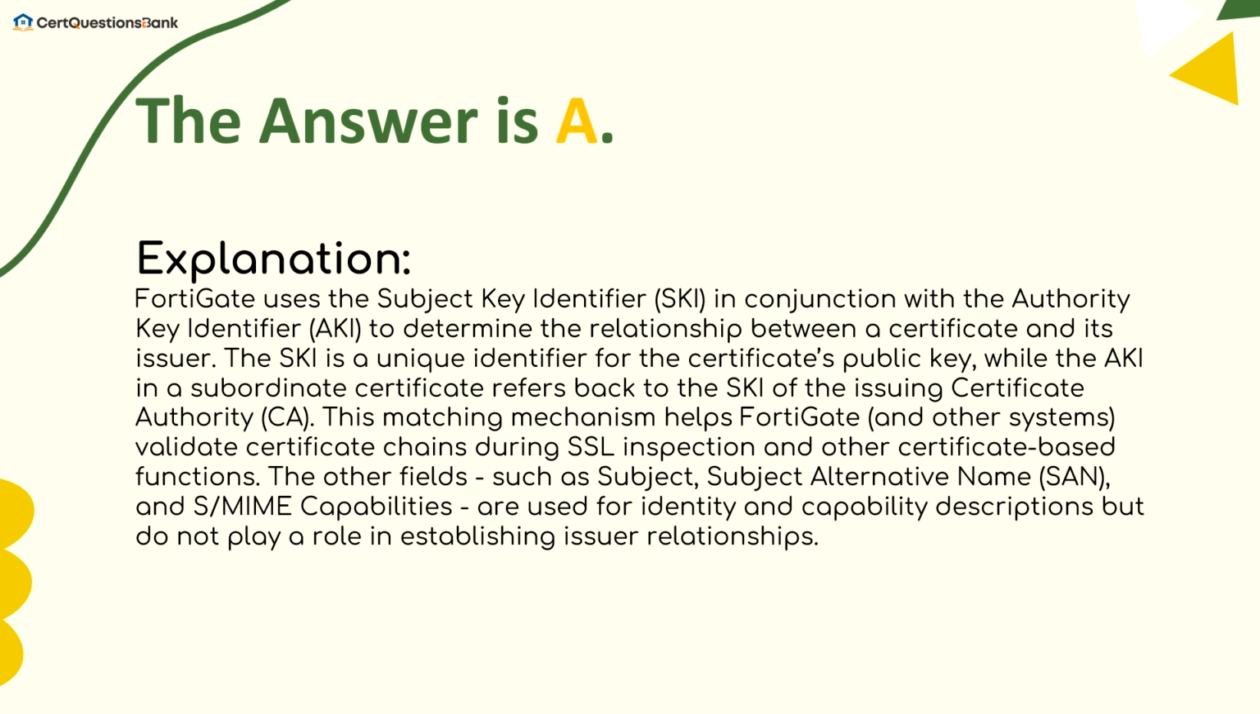FortiGate uses the subject key identifier, SKI, in conjunction with the authority key identifier, AKI, to determine the relationship between a certificate and its issuer. The SKI is a unique identifier for the certificate's public key, while the AKI in a subordinate certificate refers back to the SKI of the issuing certificate authority, CA.